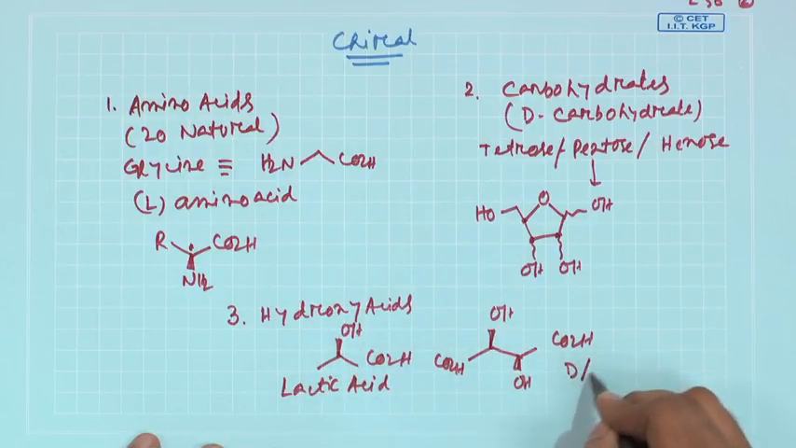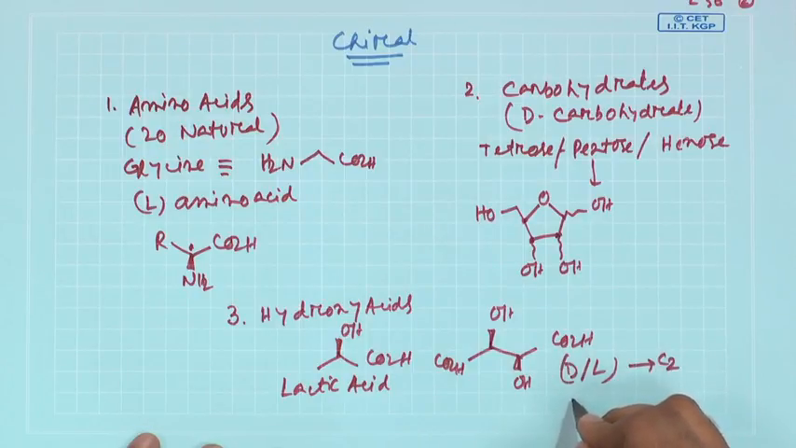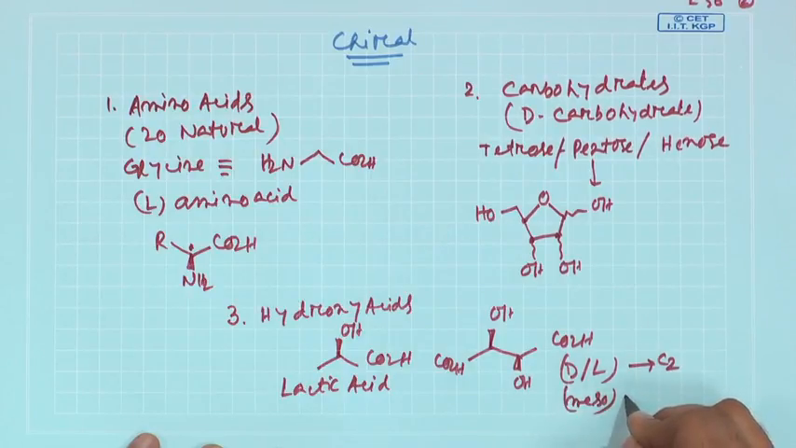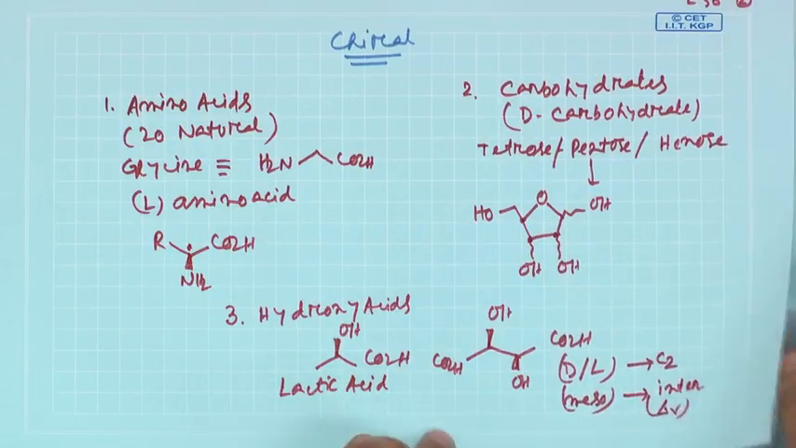Tartaric acid is D or L, which is C2-symmetric, and you also have meso-tartaric acid, which is internally compensated, having a sigma v. So, you have DL tartaric acid which has C2 symmetry, and meso which is internally compensated having a sigma v. So, this is the hydroxy acid.